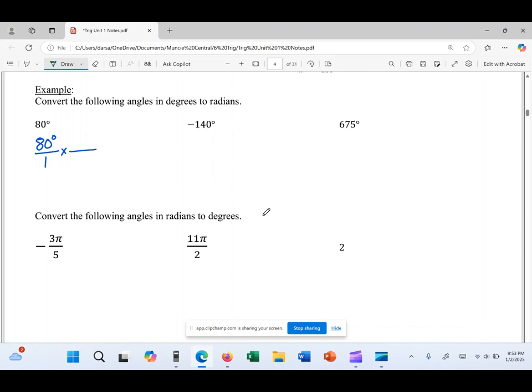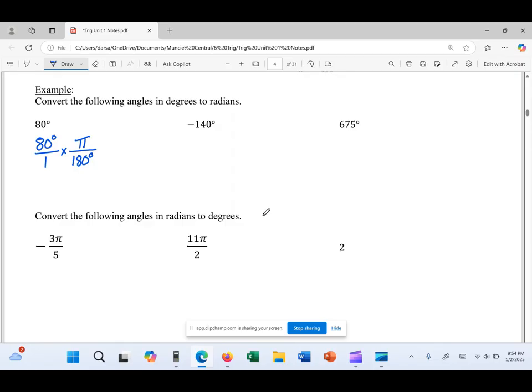And here's the tricky part. Whatever the angle is that they gave us, whatever we're measuring in on the top, that is the measurement that we're going to put on the bottom. So since I have 80 degrees on the top of my original one, I'm going to put 180 degrees on the bottom of the next fraction. Then 180 degrees is equal to pi radians, so I'll put that up here.